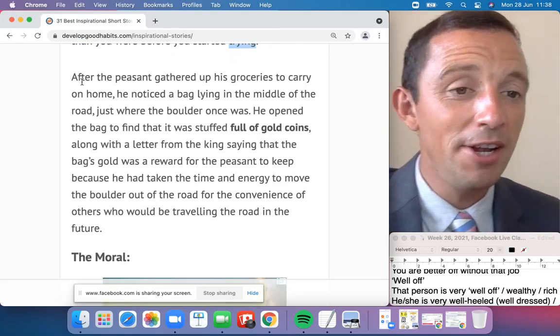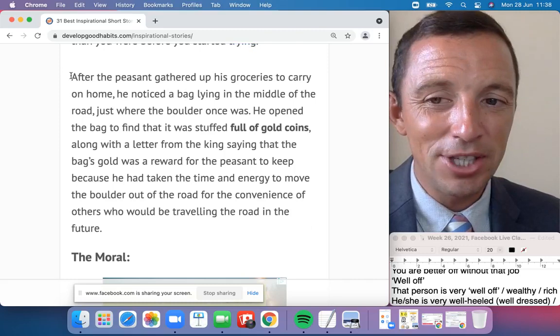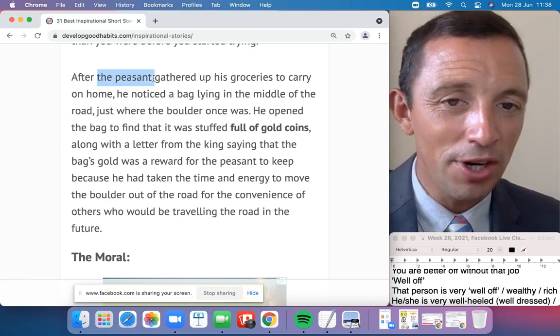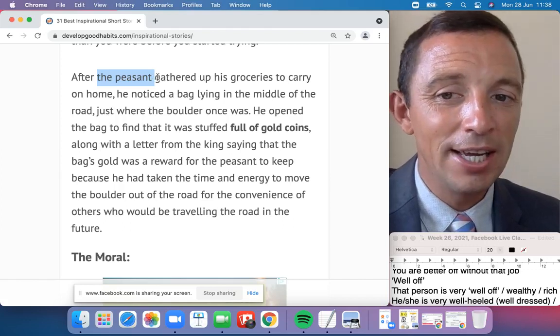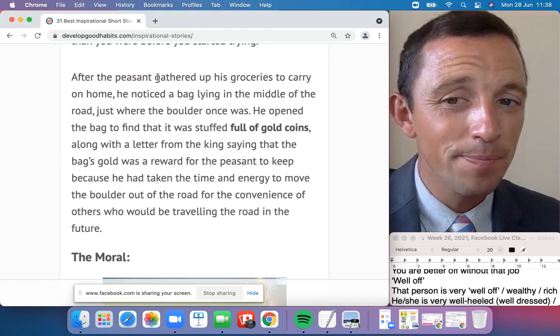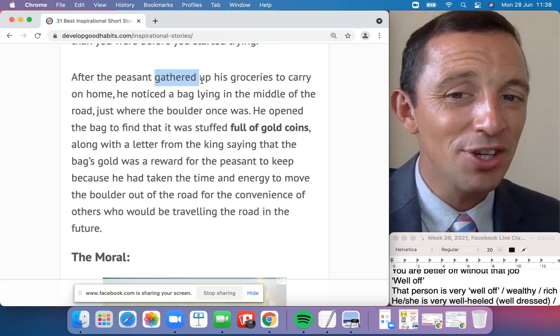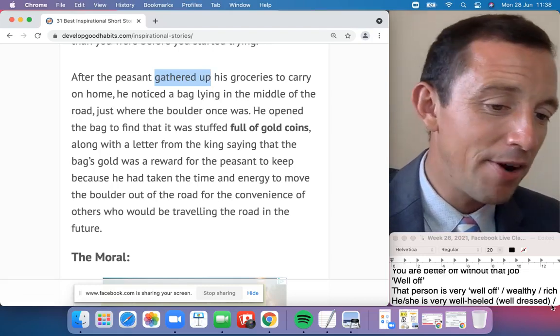Okay, the final paragraph. After is the preposition. The peasant is the subject. Remember, the ordinary person, the ordinary woman, the ordinary man. Maybe poor. Maybe it's associated with poor, no money. Okay, the verb is to gather, and it's the past, gathered up. It's a phrasal verb, very important verb to gather.